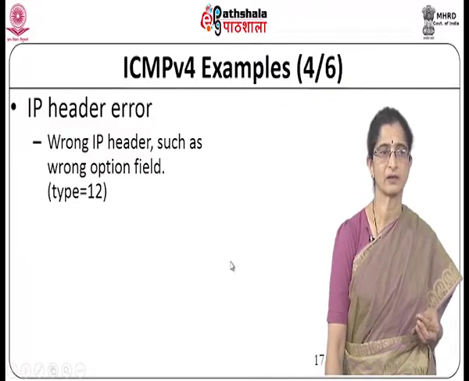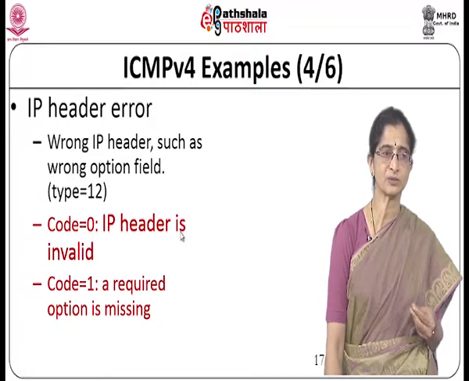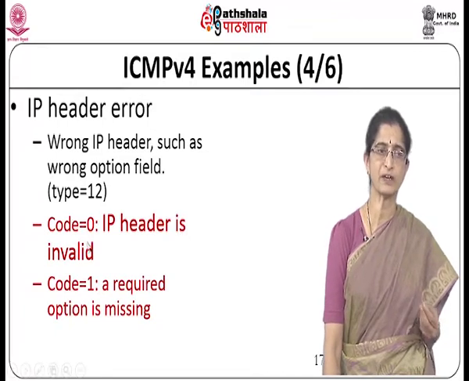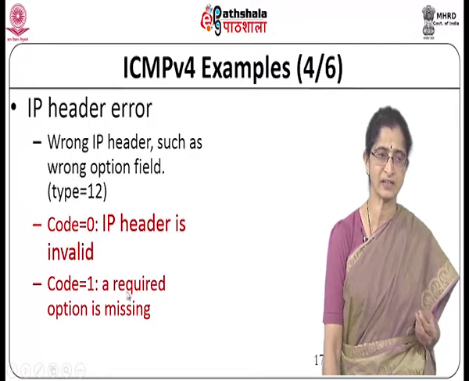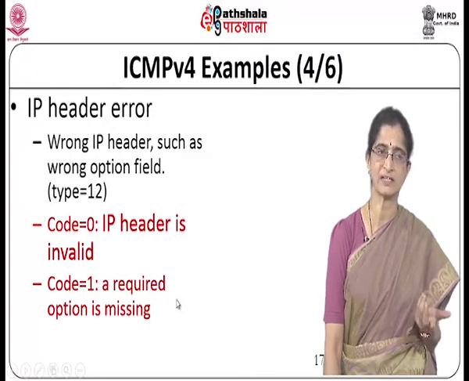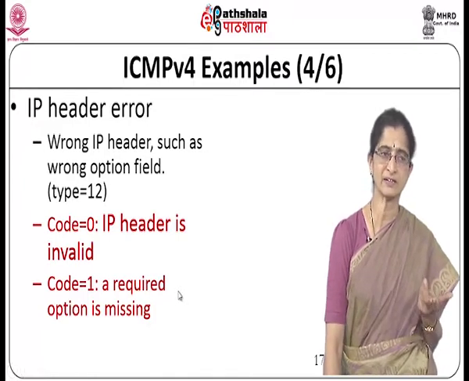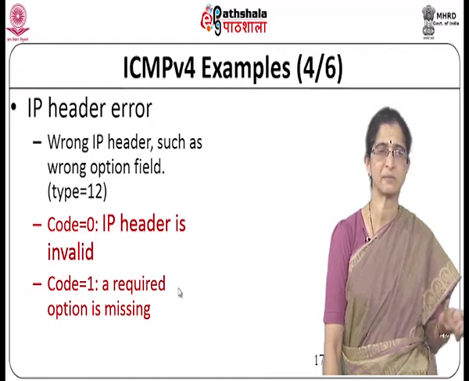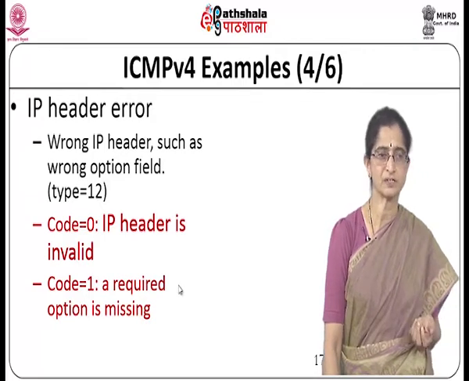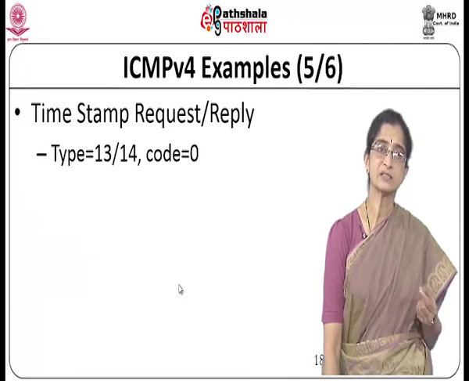And we said that if there is a header error, a wrong header, then the code field, if it is 0, indicates that the IP header is invalid, and a code value of 1 indicates that some required field is missing, a required option is missing. In which case again you will just send back the IP header plus the first 64 bits of that particular packet.